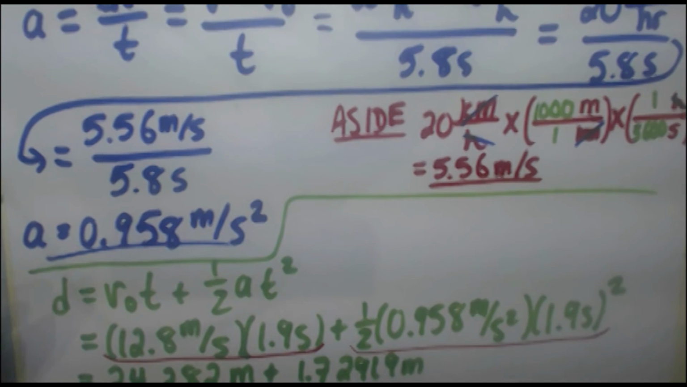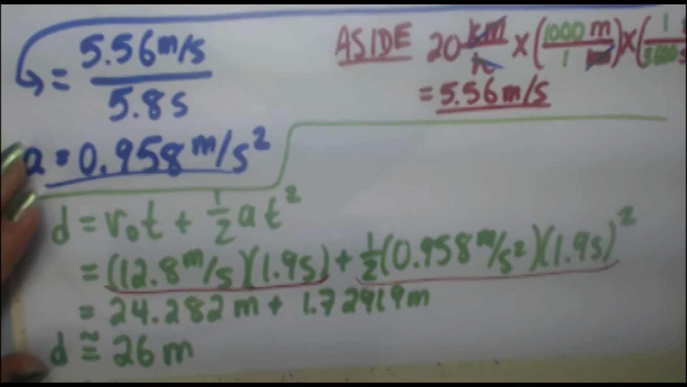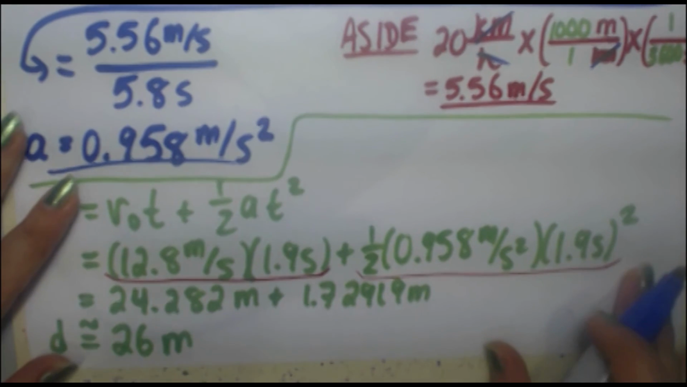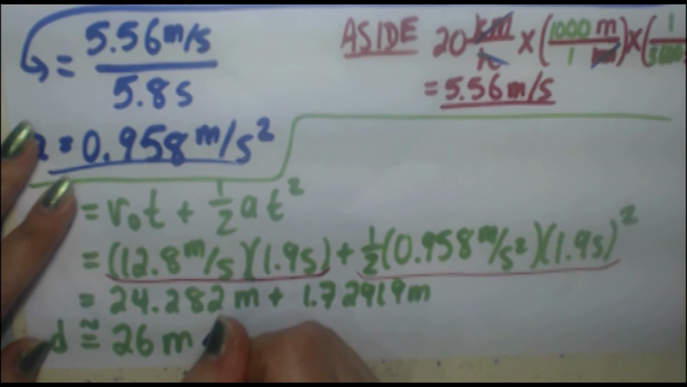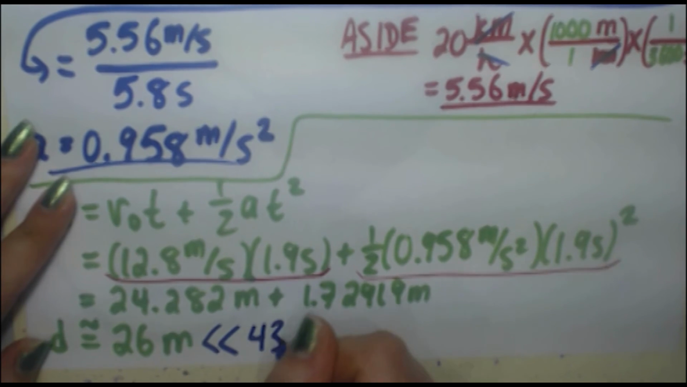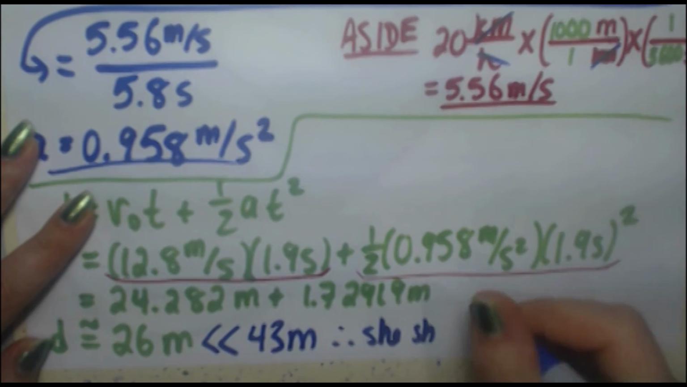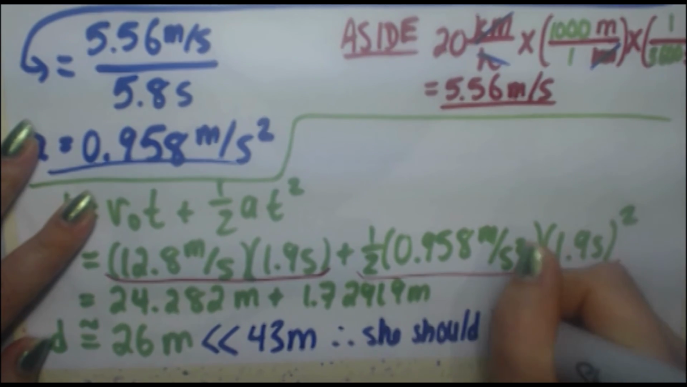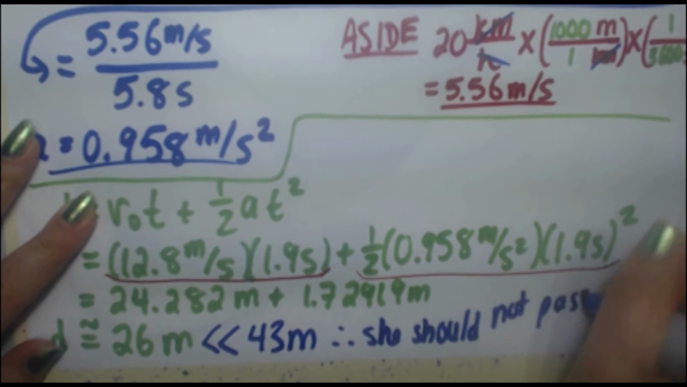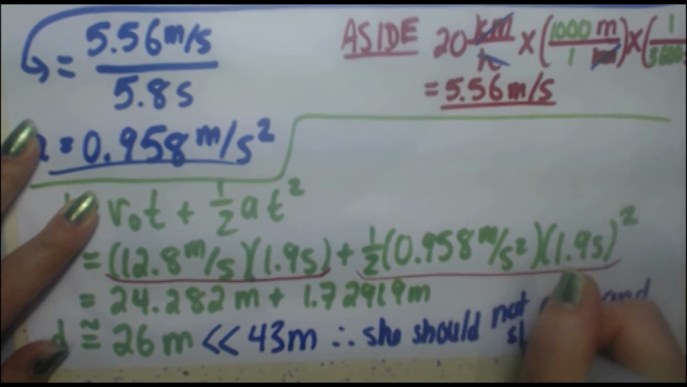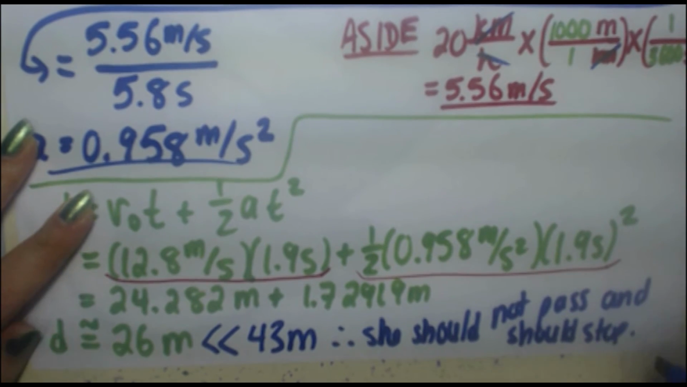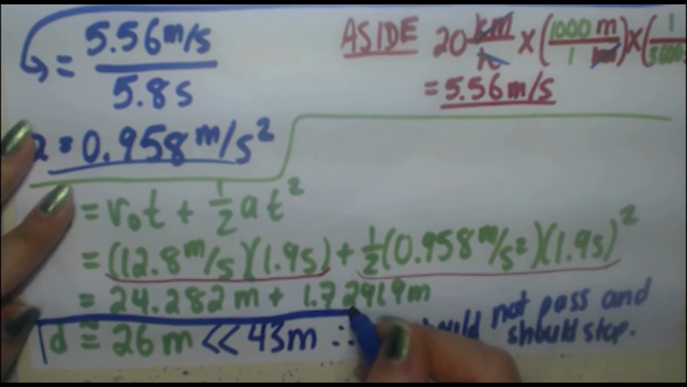Okay? So the way we want to phrase this is D is approximately 26. This is much less than 43 based on our context. Therefore, she should not pass and should stop. Okay. So there you have it.